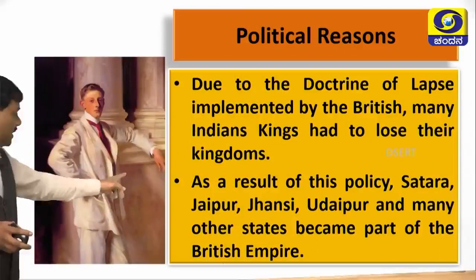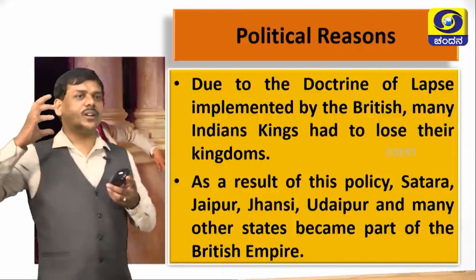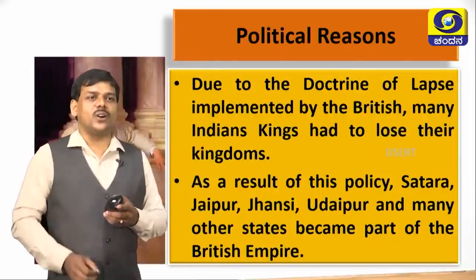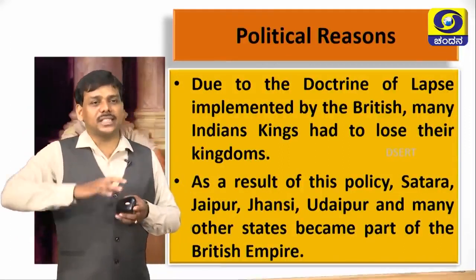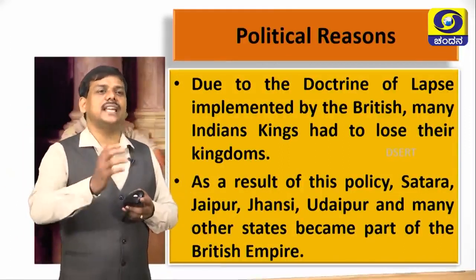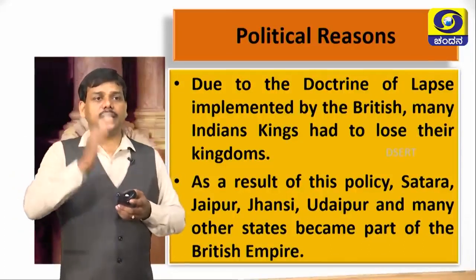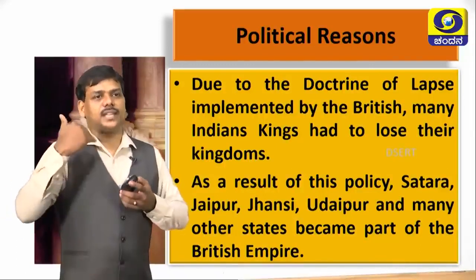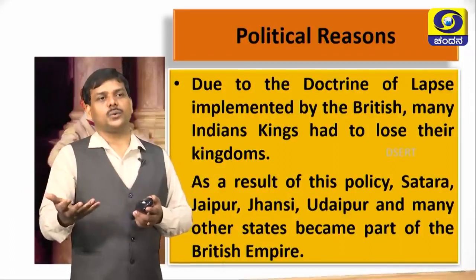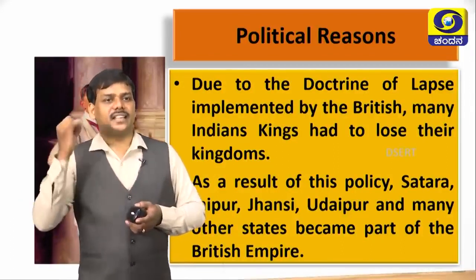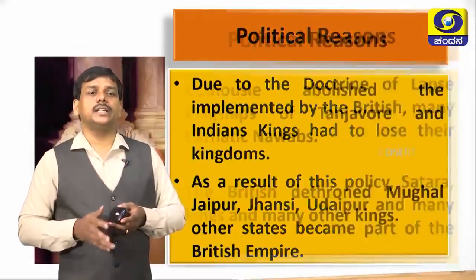Here you can see the picture of Lord Dalhousie. When we remember Lord Dalhousie, he introduced a policy called Doctrine of Lapse. Due to the Doctrine of Lapse implemented by the British, many Indian kings had to lose their kingdoms. As per this Doctrine of Lapse, no kings were allowed to adopt a child. If they adopted a child, those children were not allowed to become the king. As a result, Satara, Jaipur, Jhansi, Udaipur, and many other states became part of the British Empire.